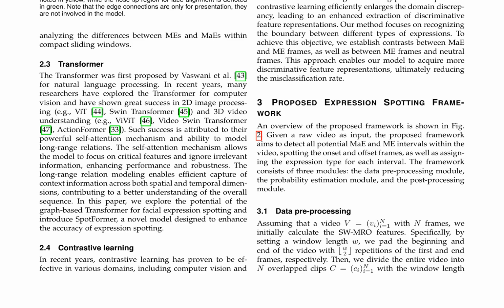The proposed framework is designed to detect all potential macro-expression and ME intervals within a video, spotting the onset and offset frames, as well as assigning the expression type for each interval. The framework is evaluated on a benchmark dataset, and the results demonstrate its effectiveness in FEs.